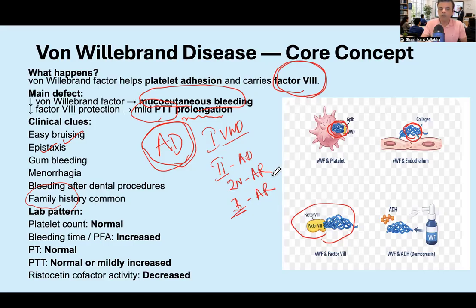The ristocetin cofactor assay will typically show decreased activity, because ristocetin is the one which enhances the binding of von Willebrand factor to GP1B. So in the diseases associated with GP1B deficiency, that is Bernard-Soulier syndrome, or von Willebrand disease, in either of the cases there is going to be decreased ristocetin activity. This is often repeated in MCQs. Ristocetin cofactor assay activity will be decreased in both von Willebrand disease as well as Bernard-Soulier syndrome. This you should remember.